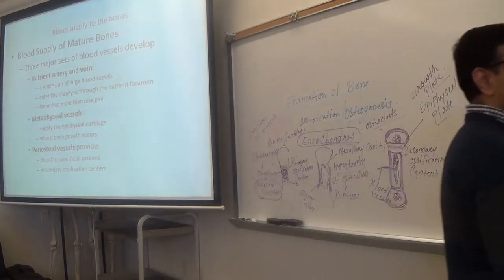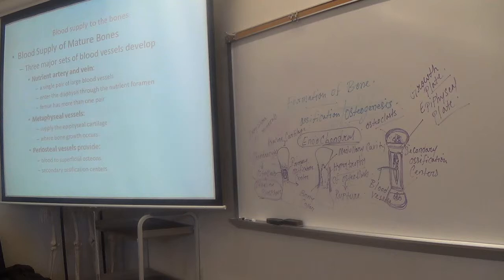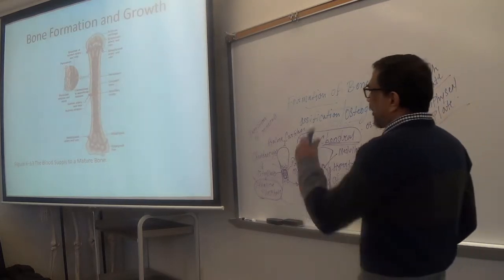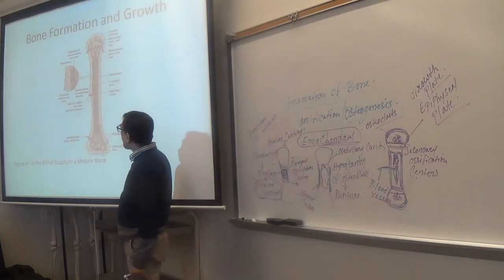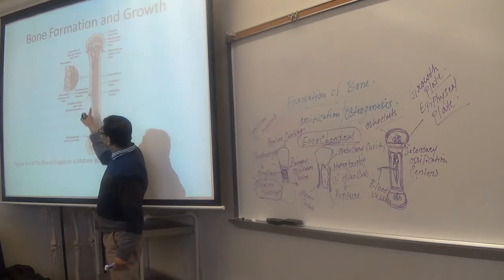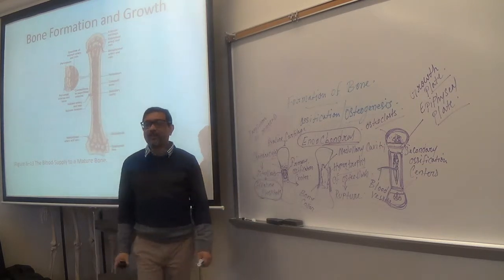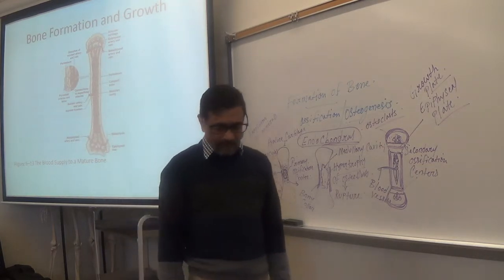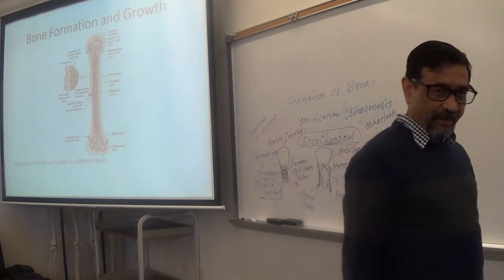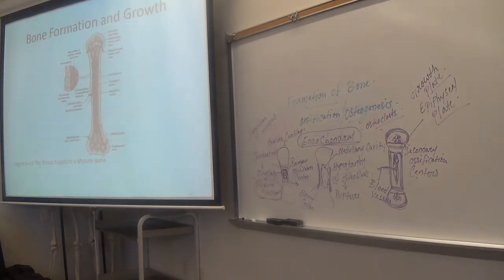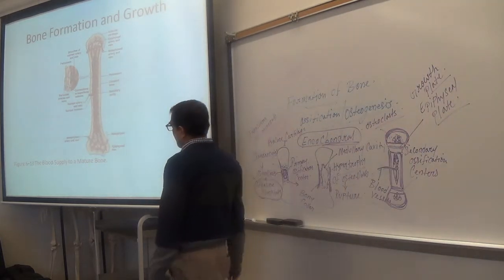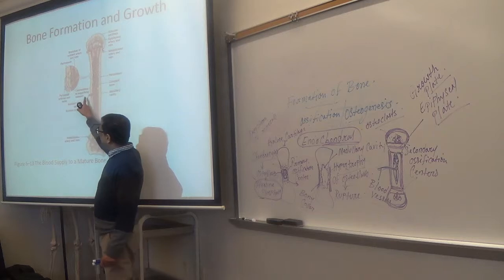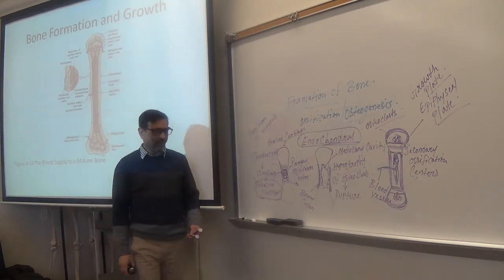Okay, good. Now, blood supply of a long bone. You know that bones are vascular. That means bones have blood vessels. Three sets of blood vessels give blood to a long bone. What are those three sets of blood vessels? Through the middle of the shaft, the blood vessels penetrate. Those are called nutrient blood vessels. Nutrient.